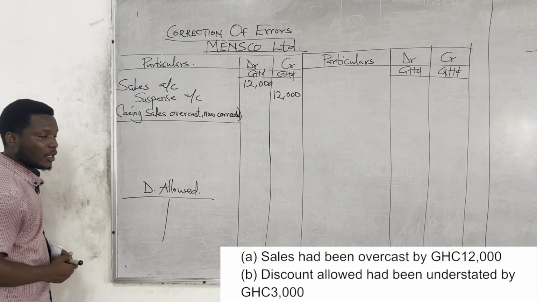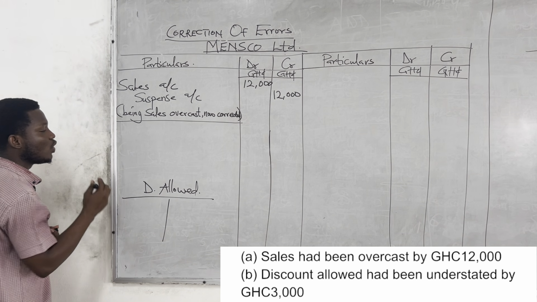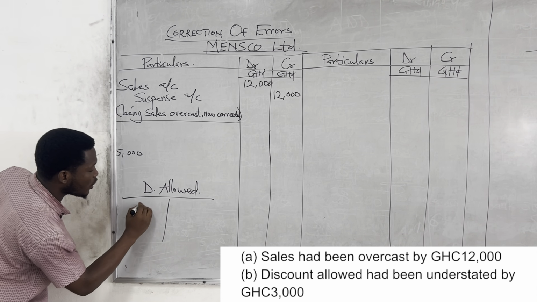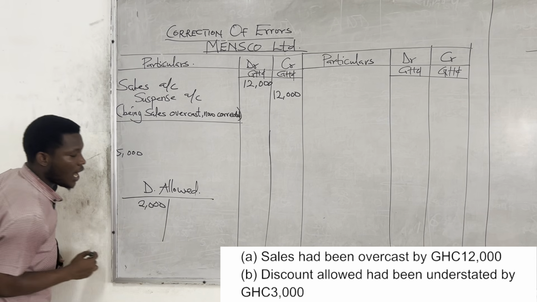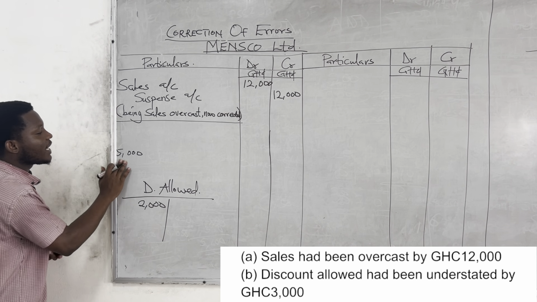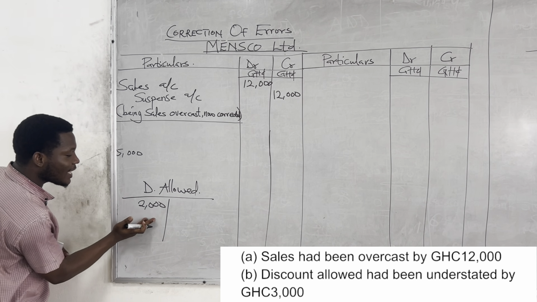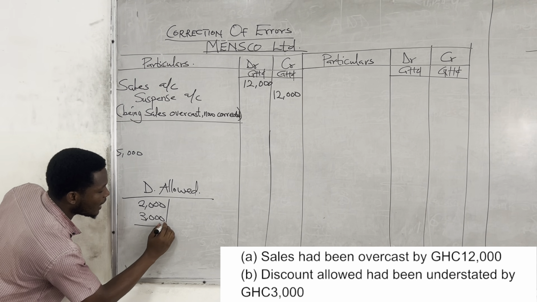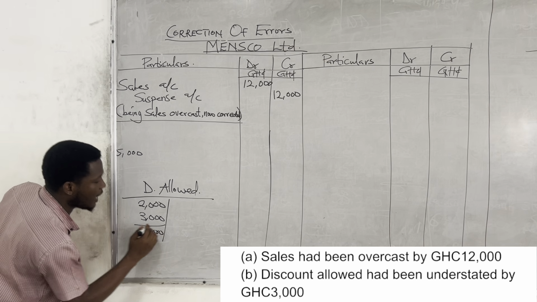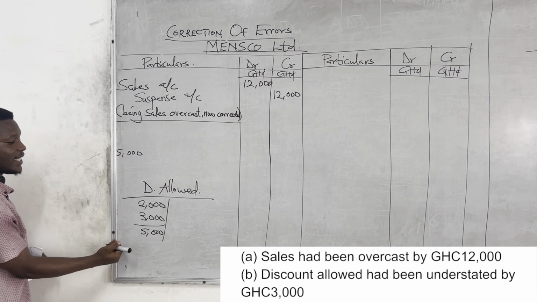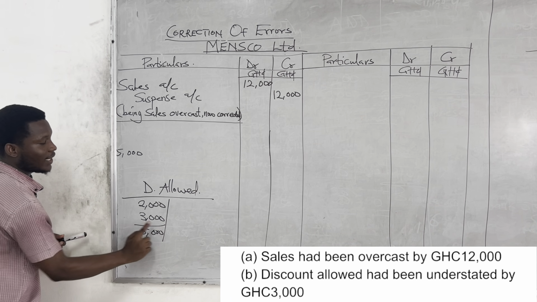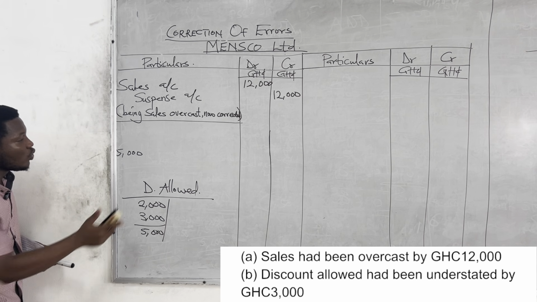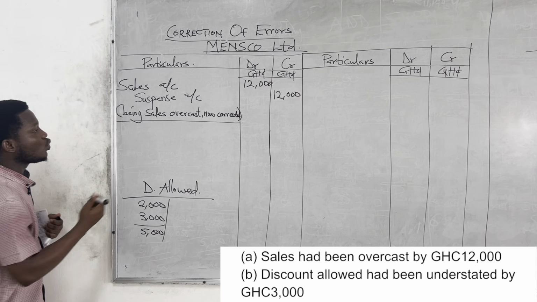the debit side. So let's say we are supposed to record 5,000 and we ended up recording 2,000. How are we going to make it 5,000? It means we have undercast this by 3,000. So we add the 3,000 here. When you add the 3,000, you get your 5,000, which is this. So you debit it by the 3,000, and discount allowed will be debited. So this is how we are going to record it.